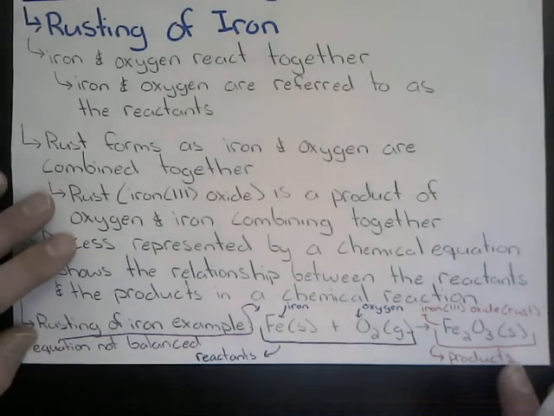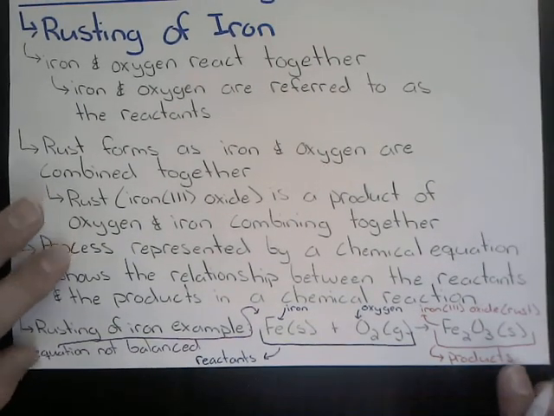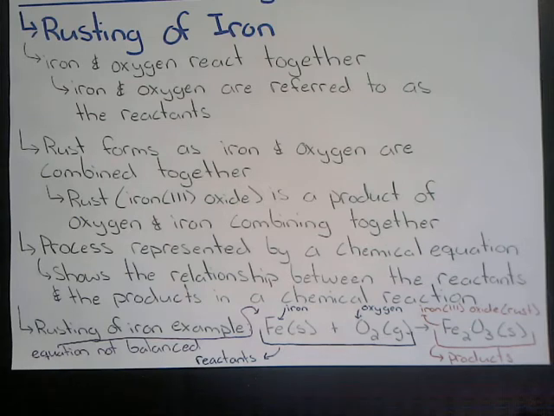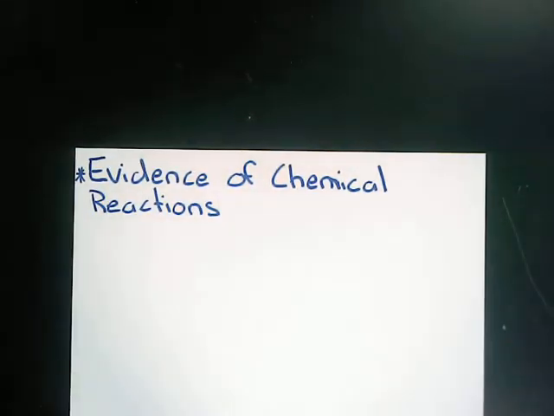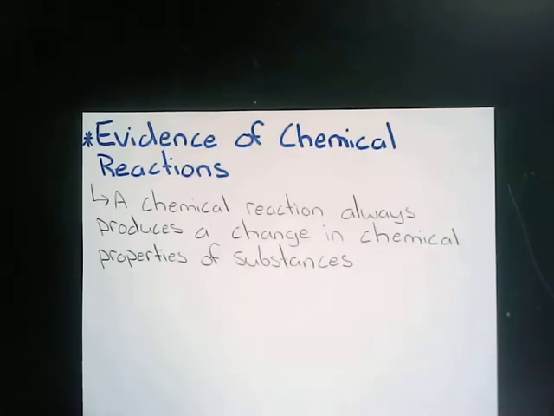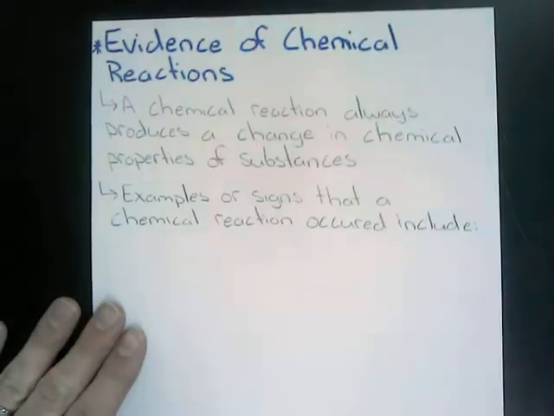All right, so now we have our example of the chemical change and the chemical equation, which represents the entire process. What we want to do now is we want to recognize, hey, how do we know that a chemical change has occurred? And so what we do is we look at evidence of chemical reactions. Now, a chemical reaction always produces a change in chemical properties. Now, we can have some examples or signs that a chemical reaction occurred, which include the following. 1, energy changes.